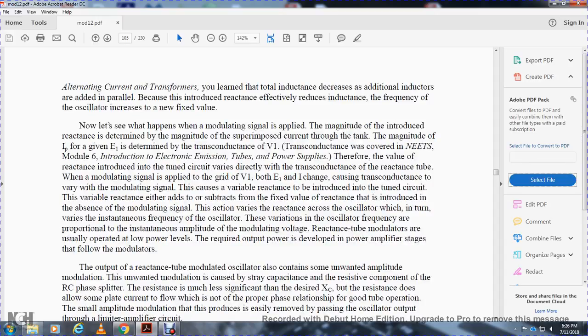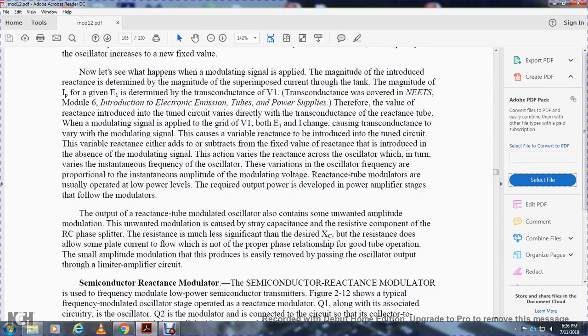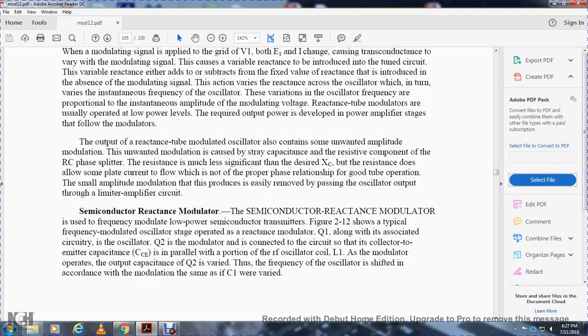Reactance tube modulators are usually operated at a low power level. The required output power is developed by the power amplifier stages that follow the modulator. The output of the reactance tube modulated oscillator also contains some unwanted amplitude modulation. The unwanted modulation is coupled through the stray capacity and the resistive component of the resistor-capacitor phase splitter. The resistance is much less than the capacitive reactance, but the resistance does also cause some plate current to flow, which is not in a proper relationship for good tube operation. The small amplitude modulation produced is easily removed by passing the oscillator output through a limiter amplifier circuit.